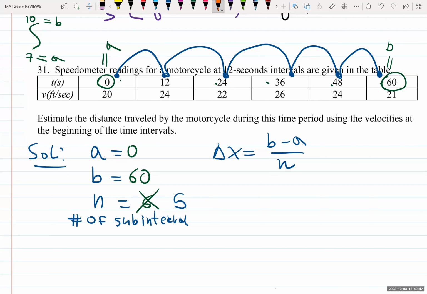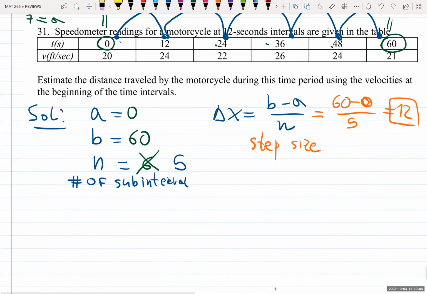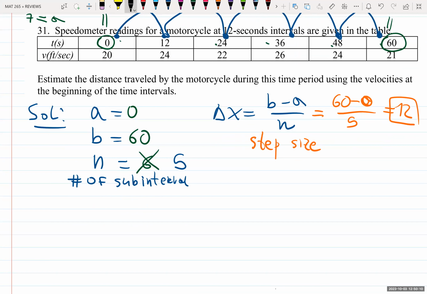Now I can find delta x: 60 minus 0 divided by 5. My step size is 12. Step size is 12. And I can always check. It's true. Here it is. From 0 to 12 is 12. 12 to 24 is 12, and so on. So either you calculate using the formula, which I usually do, and then I check, or you see it in the table.